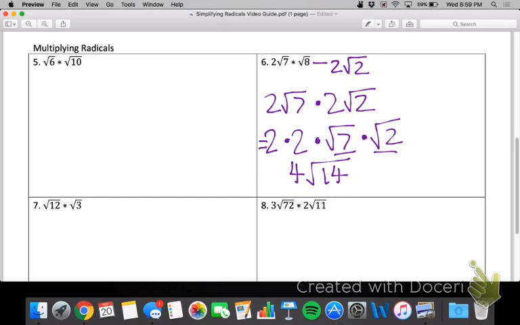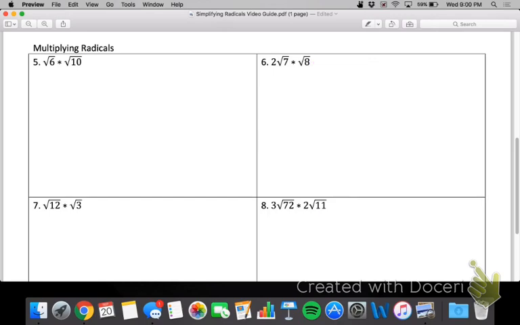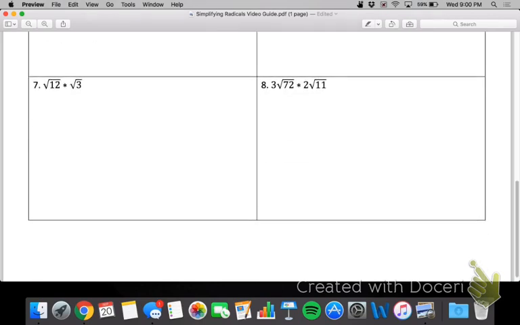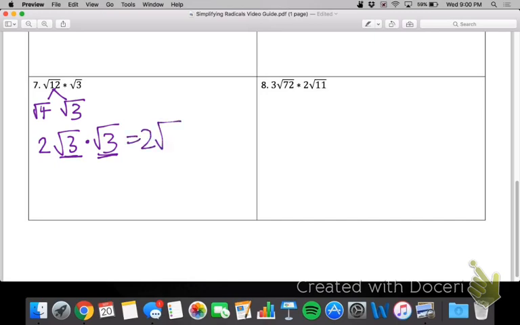So on the next example, we have square root of 12 times square root of 3. In this case, I actually could break down 12 first into square root of 4 times the square root of 3. And then the square root of 4 is 2. So 2 square root 3 times square root 3. Okay, so now I can multiply these two numbers that are underneath radicals. So I have 2 square root 9.